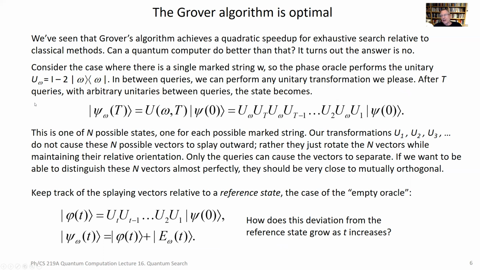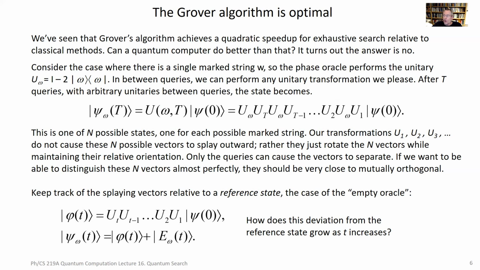So let's consider the case. And of course, we could talk about the case when there are many solutions, and it'd be a similar story. So let's go back to the hardest case, where there's just a single marked string, and we're trying to find it out of capital N possibilities. So our phase oracle, these are actually omegas now, is going to flip the phase of the marked state, omega. It's not going to do anything to everything orthogonal to omega.